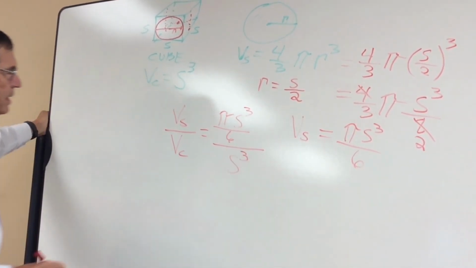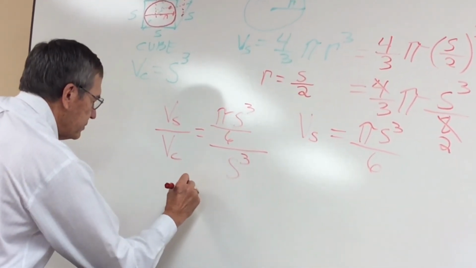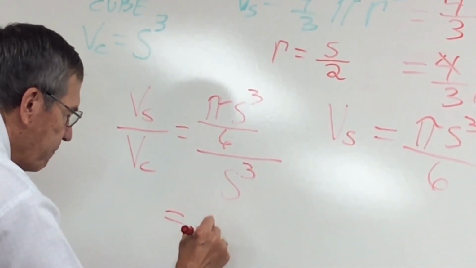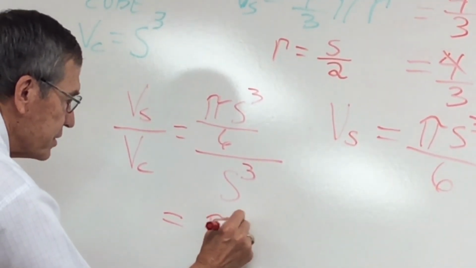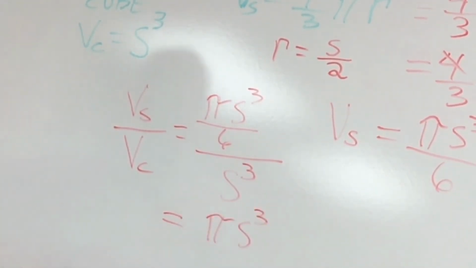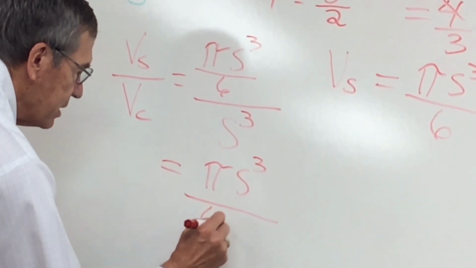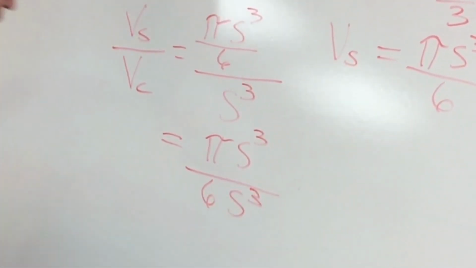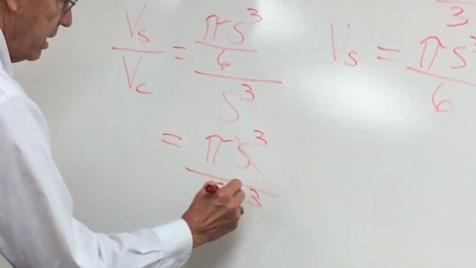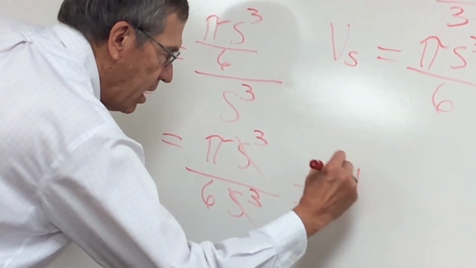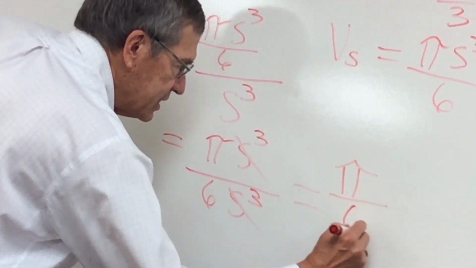Okay? Now we can rewrite that and make this a fraction with that. So I'm going to have pi s cubed on the top of the big fraction. The 6 comes down here, so I'll have 6 s cubed here. And nicely, the s cubes cancel. There we go. And what I have then is the ratio of pi divided by 6.